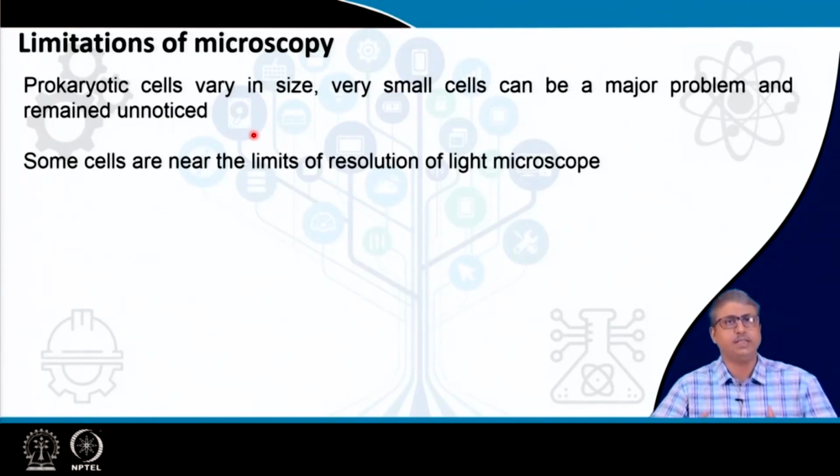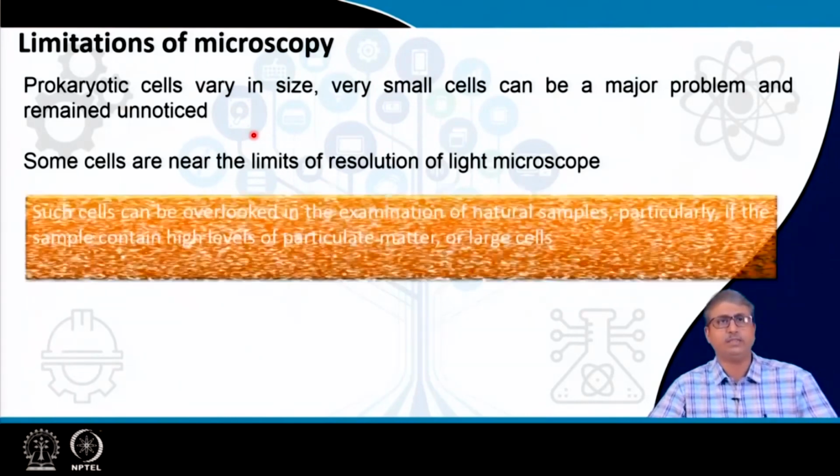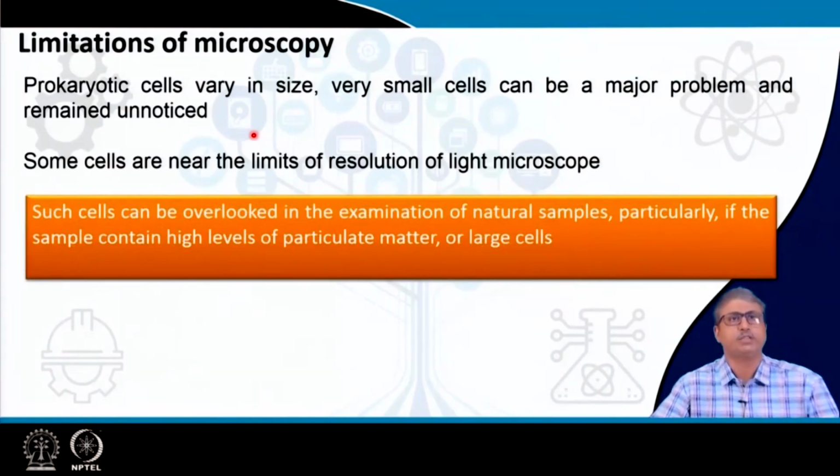And that is basically that some cells are always there which are near the limits of the resolution of the light microscope, and they are very difficult to resolve under this normal microscope. So, such cells can be overlooked in the examination of natural samples, particularly if the sample contains a high level of particulate matter or large cells.